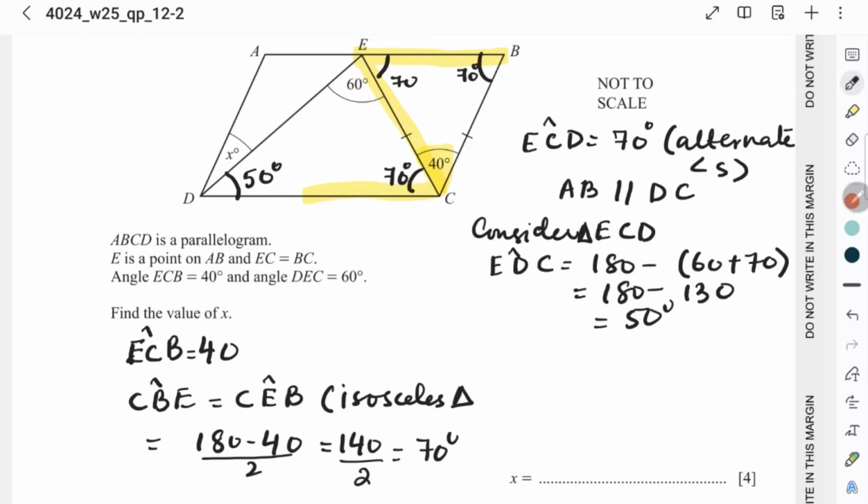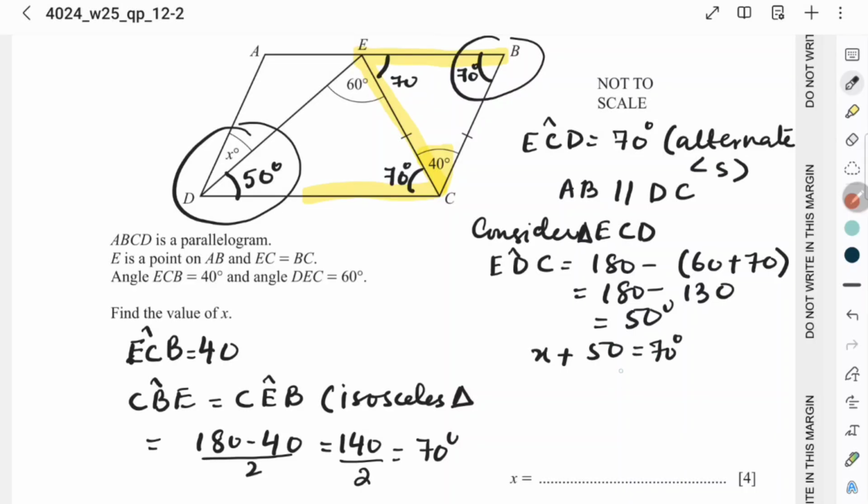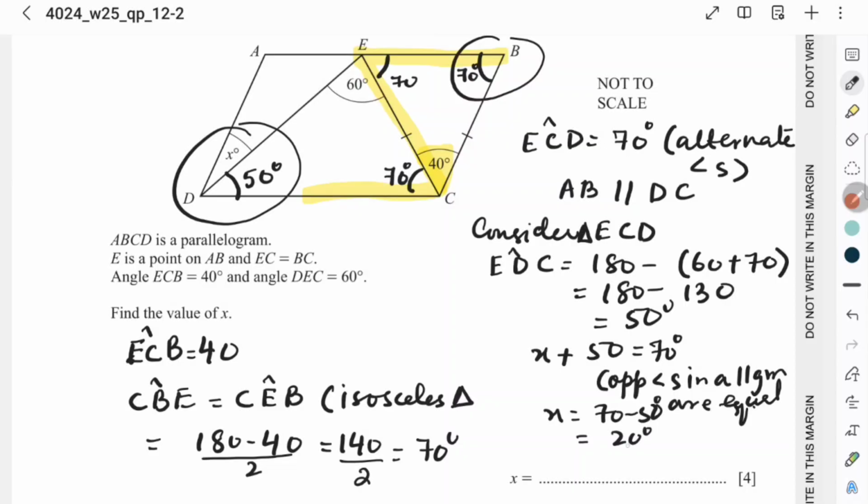Now you know that in your parallelogram the opposite angles are equal, so it means angle B and angle D are equal. So you will have this angle and this angle will be equal. All right, so x plus 50 is equal to 70 degrees, because opposite angles in a parallelogram are equal. Okay, that is the reason. So x is equal to 70 minus 50, which is equal to 20 degrees, and that is your answer, and it's a 4 marks question.